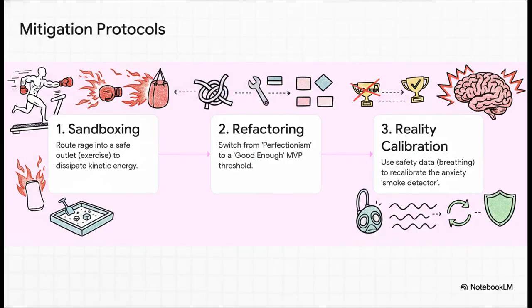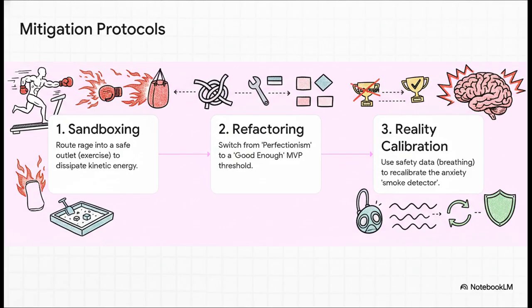So how do we break out of these loops? How do we escape these traps? The protocol gives us some really concrete tools, or strategic mitigations. 3 of them right here. Number 1, for rage, you use sandboxing. That means you take all that raw energy and you route it into a safe container, like intense exercise where it can burn off without causing any damage.